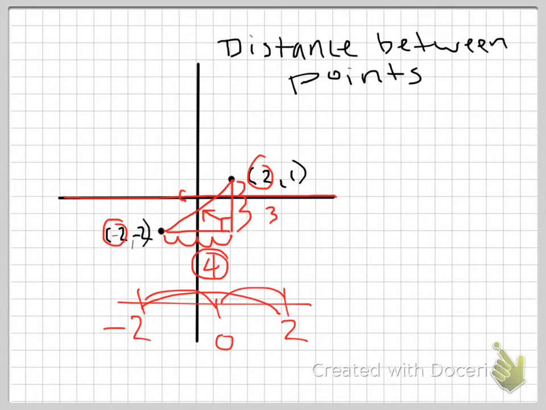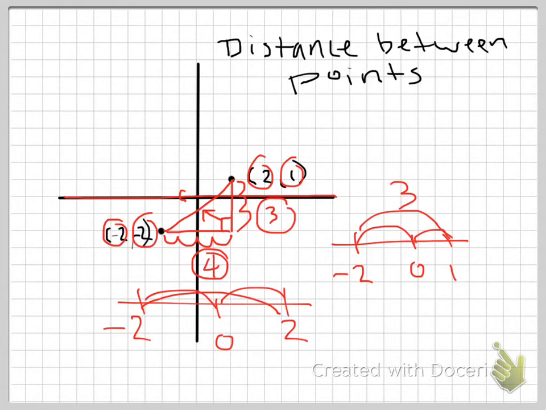If we look at our y values, we have negative 2 and positive 1. If we do the same thing from negative 2 to positive 1, so negative 2 to 0 again is 2, 0 to 1 is 1, so all together that would be 3. Notice that is our vertical length. Again, we're using our y coordinates, and that's the direction of y for this leg of our right triangle.